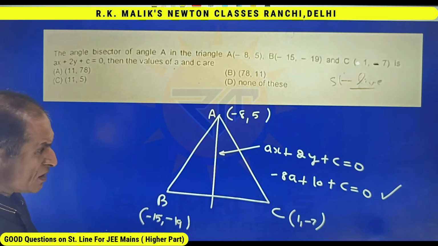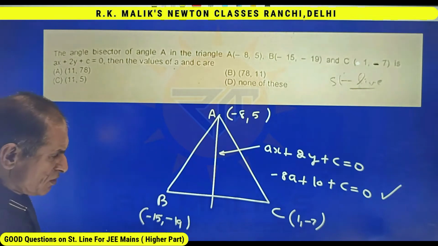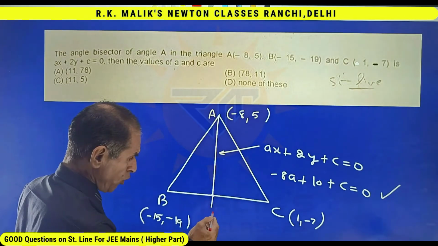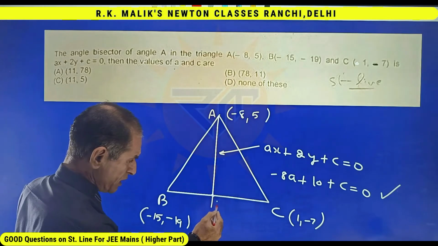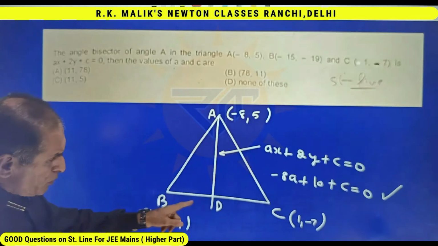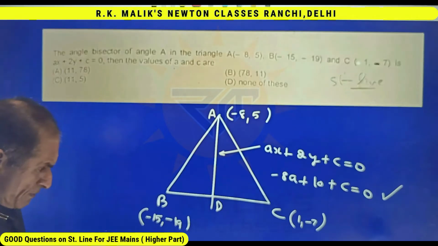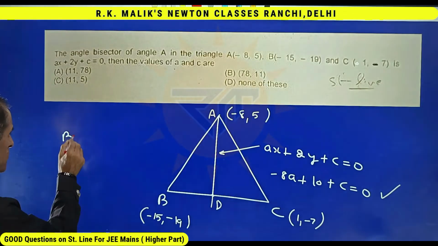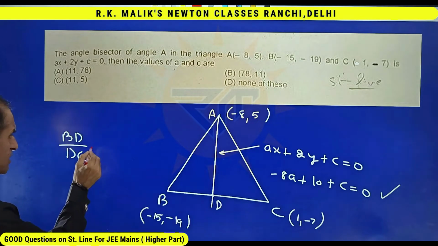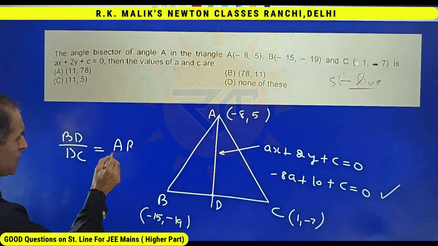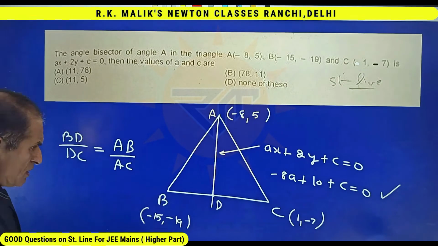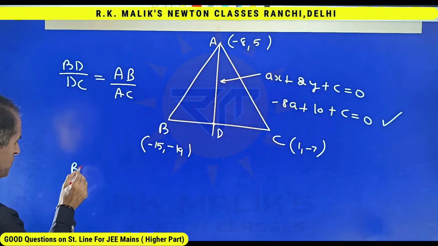To find another relation between a and c, we find the coordinates of this point, that is D, which is the point of intersection of the angular bisector and BC. We know this property that BD upon DC is equal to AB upon AC.